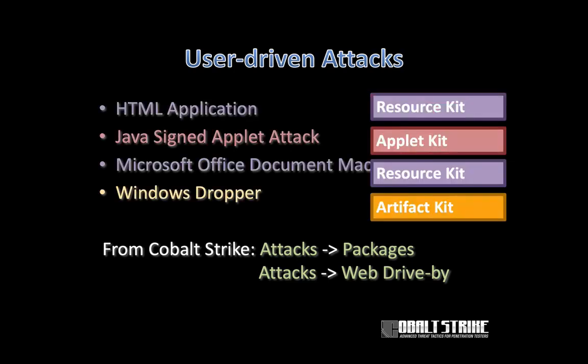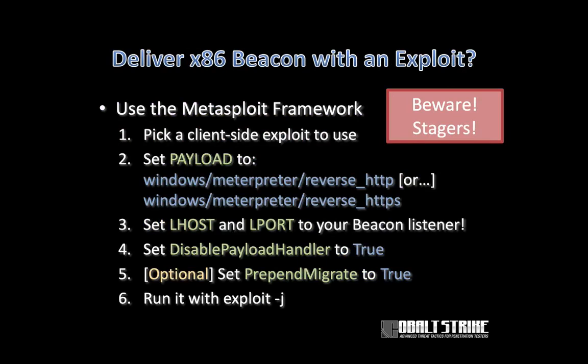You do have the flexibility to change the implementation of these attacks in Cobalt Strike. Some of them you can modify with the resource kit, you can modify the dropper with the artifact kit, and in the case of the Java signed applet, you can sign it and modify it with the applet kit. Let's say there's a really cool module in the Metasploit framework, and you would like to use that to deliver Cobalt Strike's beacon payload. Well, here's how you use the Metasploit framework to run a 32-bit beacon.